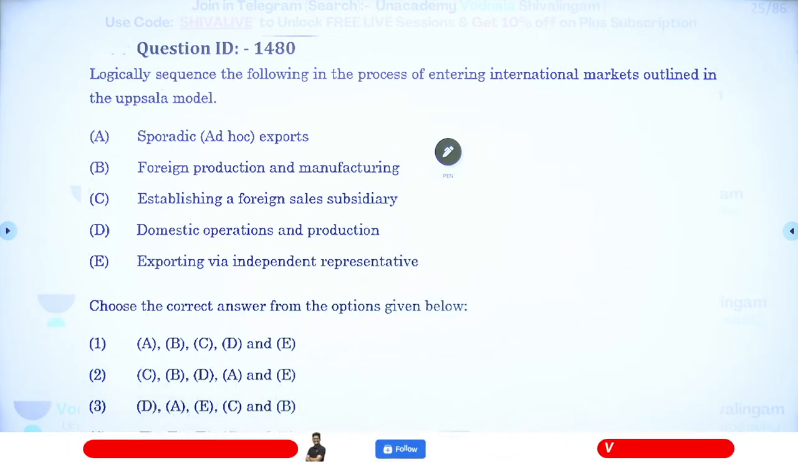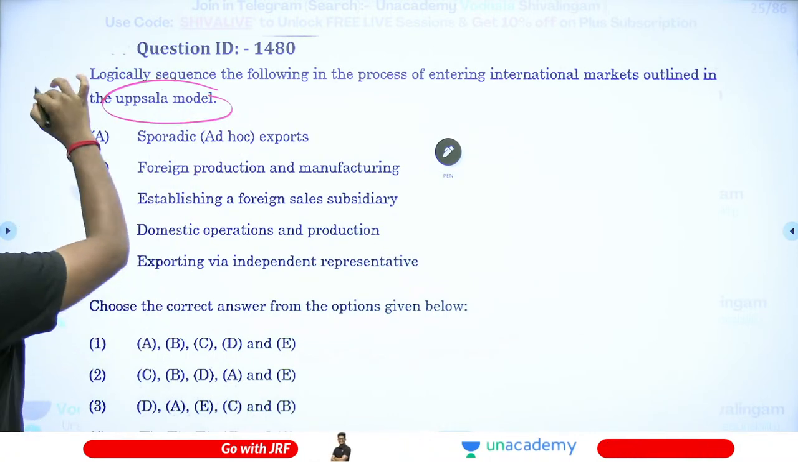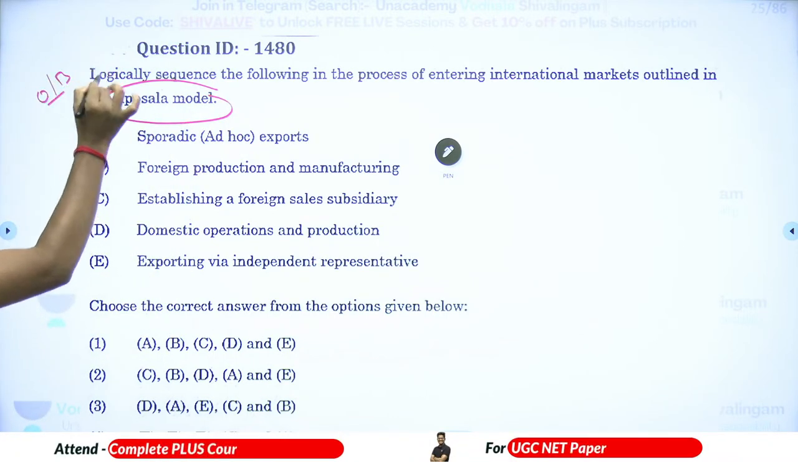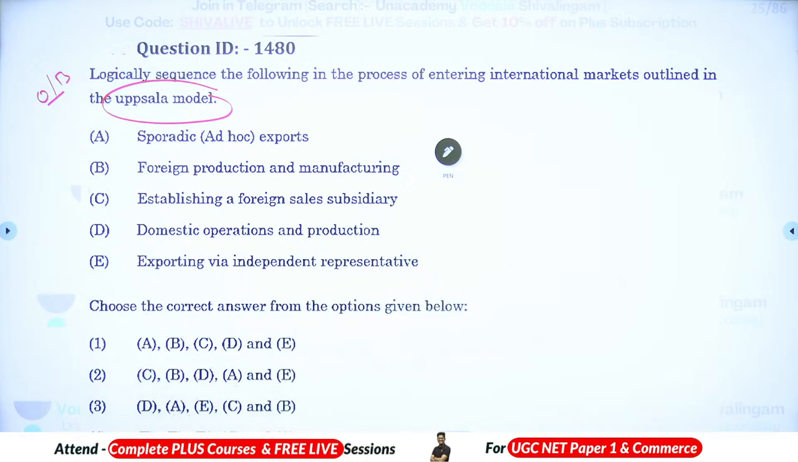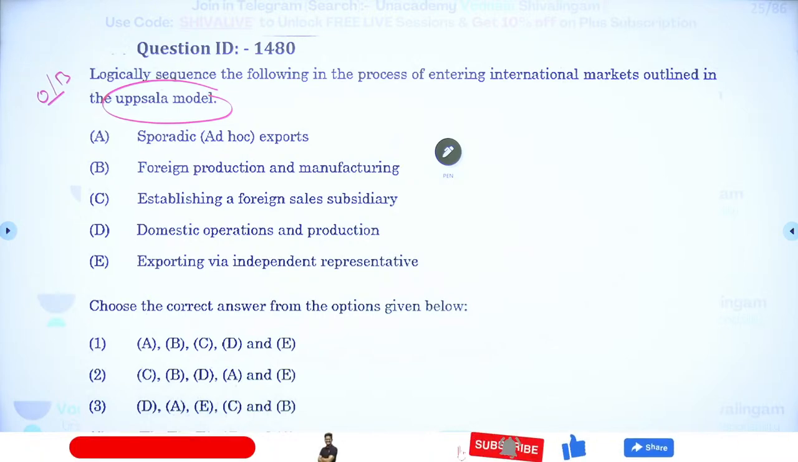Logically sequence the following in the process of entering into international market outlined by the Uppsala model. This is an odd question, the out of the box question out of all. In entire international business, the out of the box question is only this one. But still, if you apply your common sense irrespective of the model, you can answer this question.